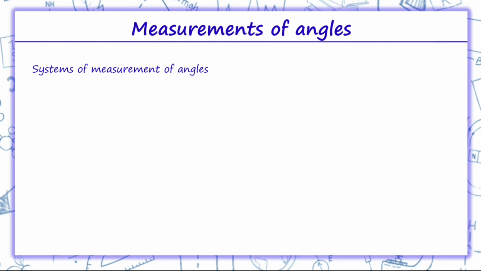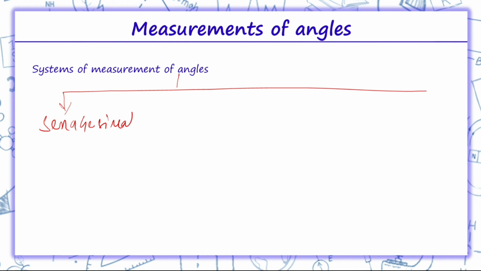Coming on to the systems of measurement of angle. In systems of measurement of angle we have three systems. The first one is the sexagesimal system of measurement, the second one is the centesimal system of measurement, and the third one is the circular system of measurement.